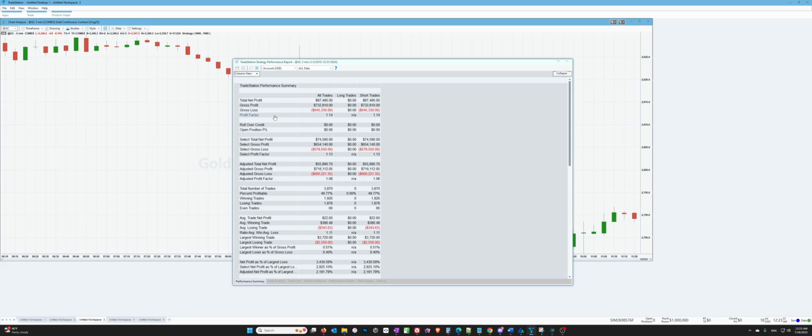Is there an edge in this effect? Again, where a lot of algo traders go wrong is they like to apply filters and indicators and try to create an effect in the market that isn't actually there. You need to actually first prove that that effect exists and that it has an edge.